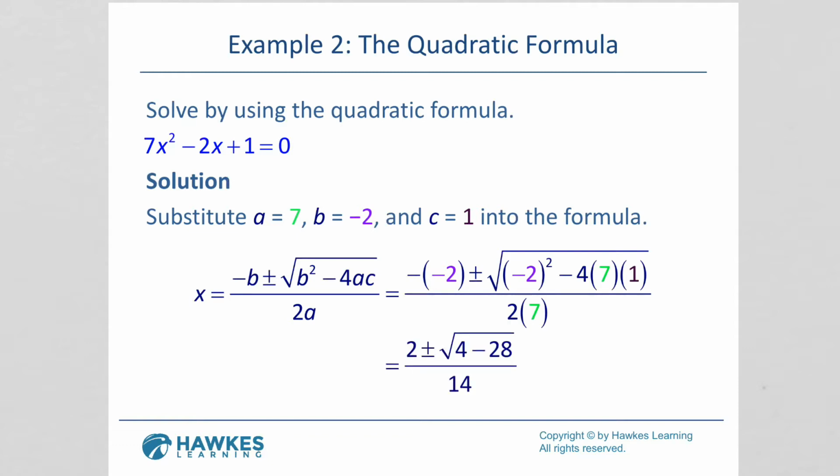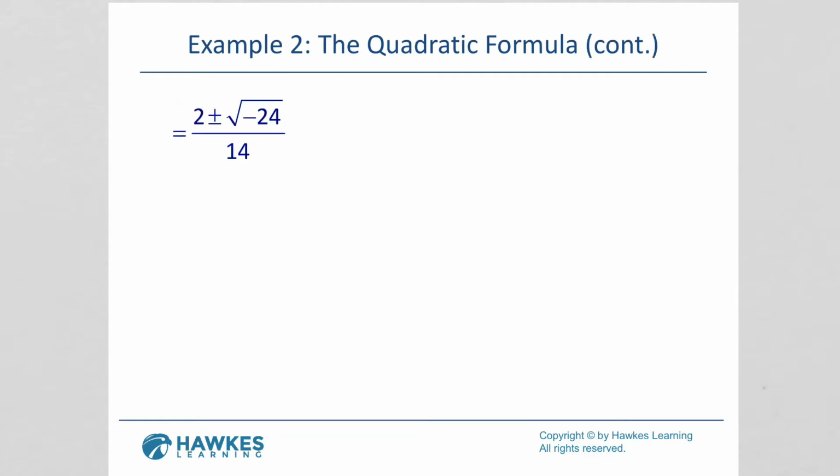That equals 2 plus or minus the square root of 4 minus 28 all over 14. That's 2 plus or minus the square root of -24 all over 14. That simplifies into 2 plus or minus 2i square root of 6 over 14. The square root of -24, remember, will simplify into the square root of -1 times the square root of 4 times the square root of 6, which is where we get 2i square root of 6.